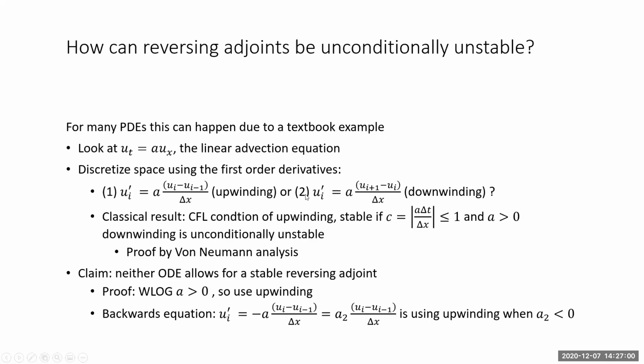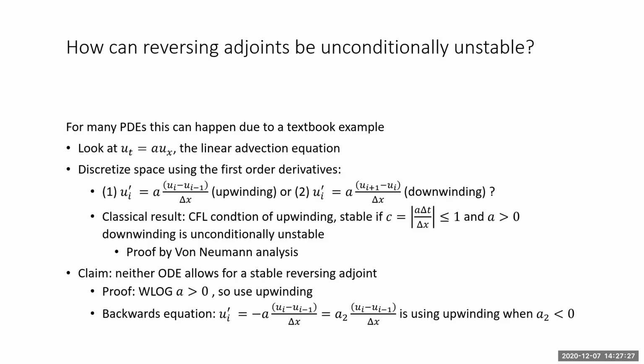Well, it's a very classic result that says that if A is positive, then you need to be using the upwinding discretization, and if A is negative, you need to use the downwinding discretization, right? So which of these two ways is the right way to discretize the partial differential equation is dependent on the actual parameter A. Now let's think about what happens if you try to do this adjoint approach where you try to solve it forwards and then try to solve it in reverse.